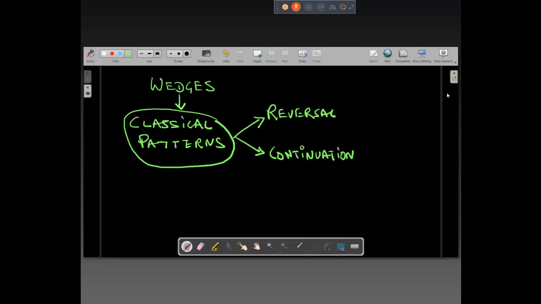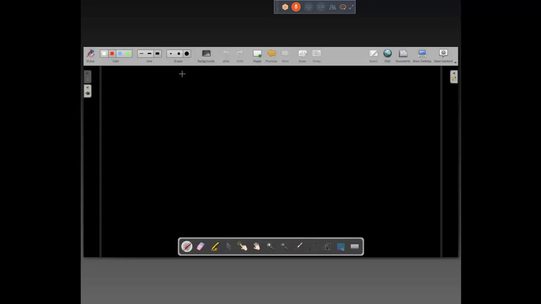Now, wedges is that form of pattern which actually falls under both. Wedges is that peculiar pattern which at times behaves as a reversal pattern or at times can behave as a continuation pattern as well. So let's see when do they form and how do they act as reversal or continuation.